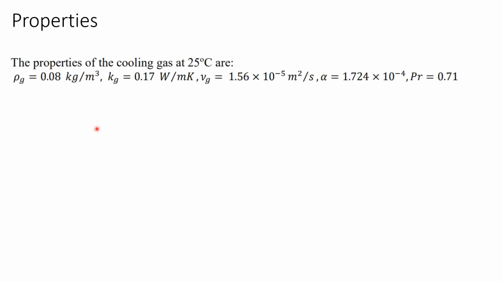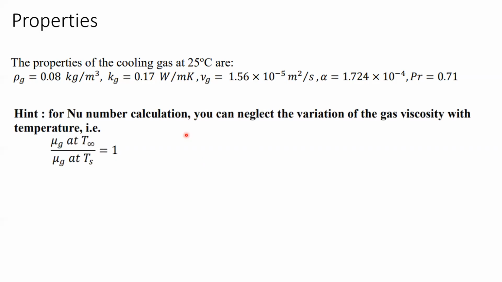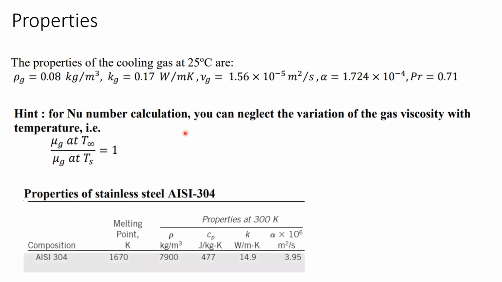So the properties are given to us in the question. Here they are for the gas. One hint that the question gives us is that we can neglect the variation in gas viscosity. And then here are also the stainless steel properties. I will note that I think there's a typo here for this alpha value. I believe it's times 10 to the -6. Usually alpha is never this large. Later on in my calculations, I assume this is times 10 to the -6.